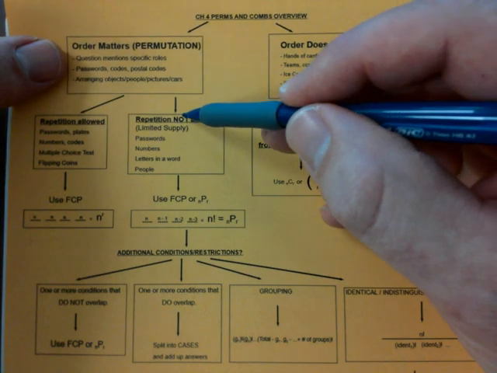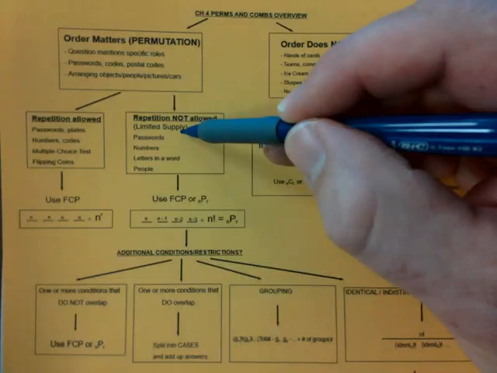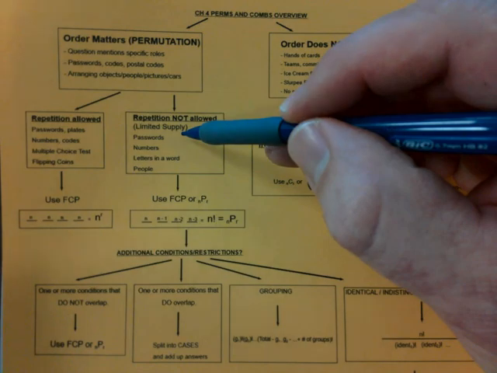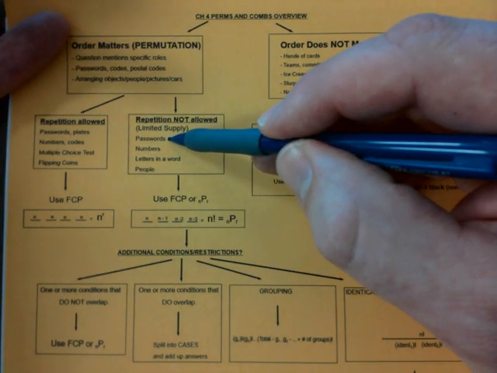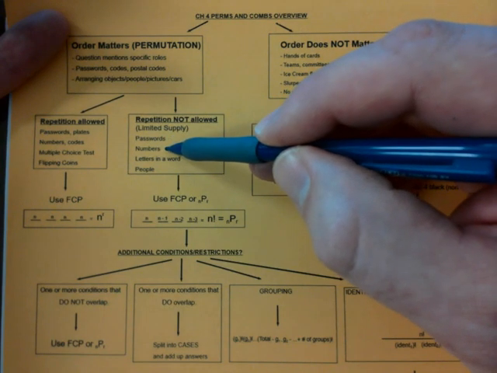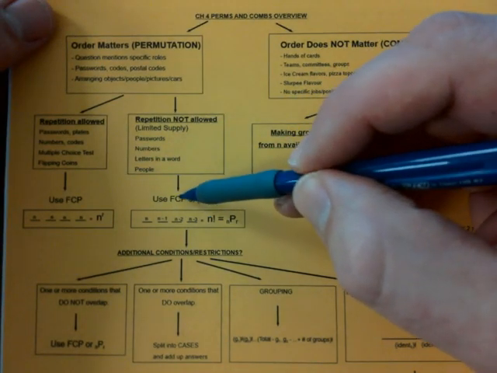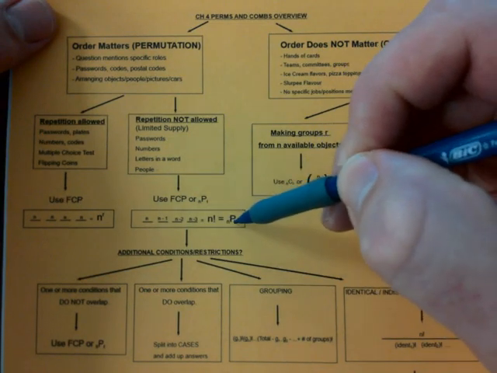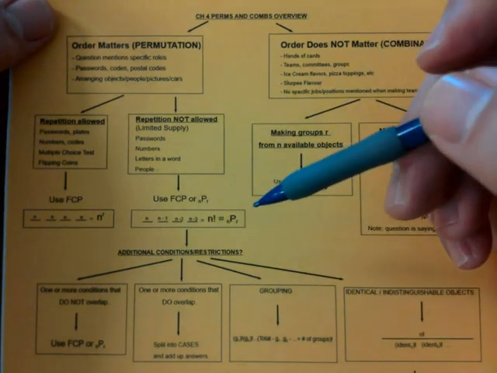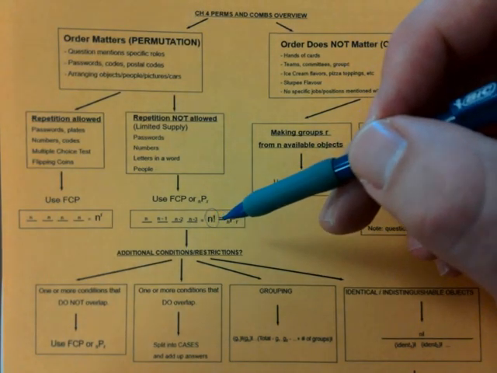If repetition is not allowed, so you have a limited supply, like a deck of 15 cards numbered 1 to 15, or people, you can't keep using the same person over and over. Sometimes we have passwords, creating numbers, letters in a word, people. You're limited. Then we can still use the fundamental counting principle, but we use nPr as well, or factorial. With factorial, you only use it if n is equal to r.